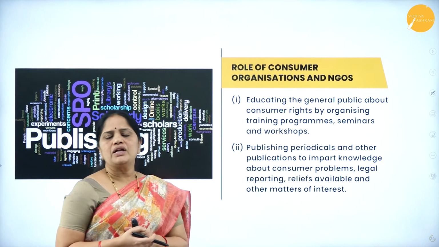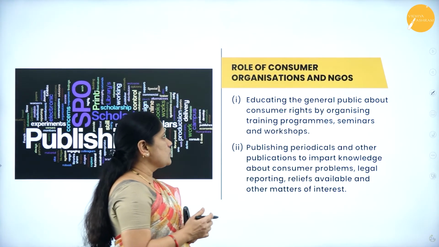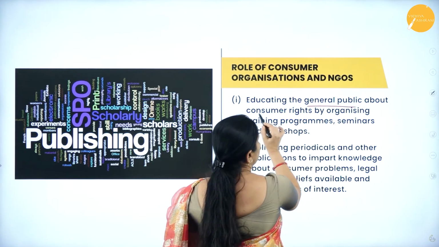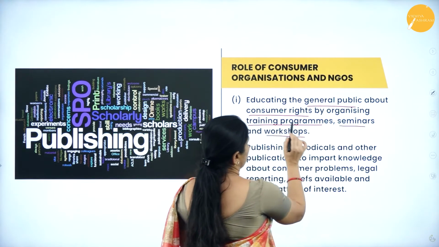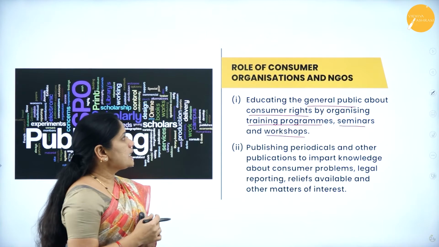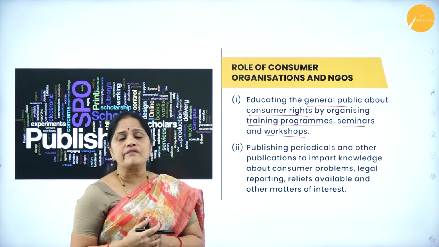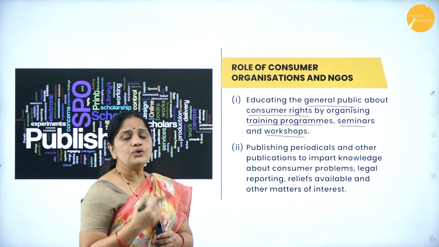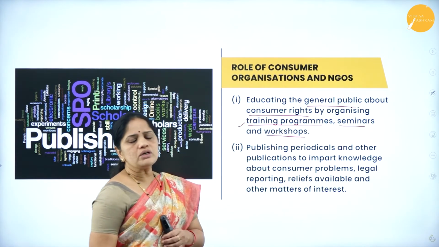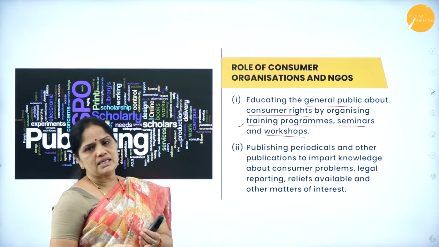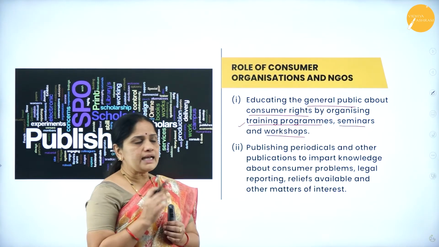Then next, we look into the role of consumer organizations and NGOs. Now, the first role is educating the general public about consumer rights by organizing training programs, seminars and workshops. Now, it is the duty of the consumer organizations and the NGOs to see that the general public are aware of their consumer rights. Now, how do they make them aware of the consumer rights? By organizing training programs. So, they'll give training programs to various consumer organizations to see that their consumers are more aware of their rights and responsibilities.